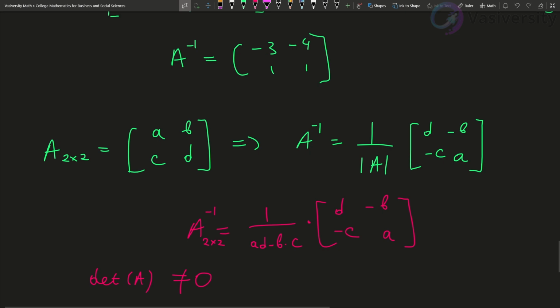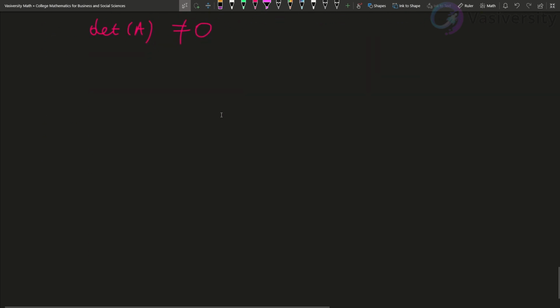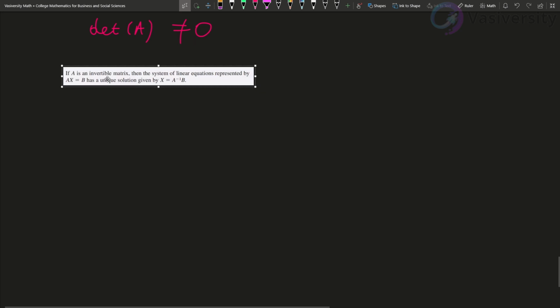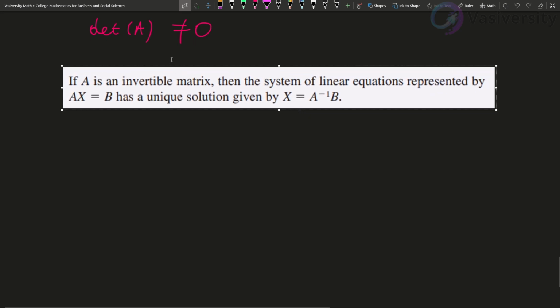Okay, but why is it important for us to learn the matrices? Well, remember how we did the augmented matrices last time to find the x, y, and z values? Now it becomes super easy for us because we know how to use matrices. So essentially, here is the rule. If A is an invertible matrix, meaning that the determinant is not equal to 0, this is what invertible means, we can find the inverse. Then the system of linear equations represented by A times x equals b, where x here is essentially x, y, and b is the values, has a unique solution given by this equation.